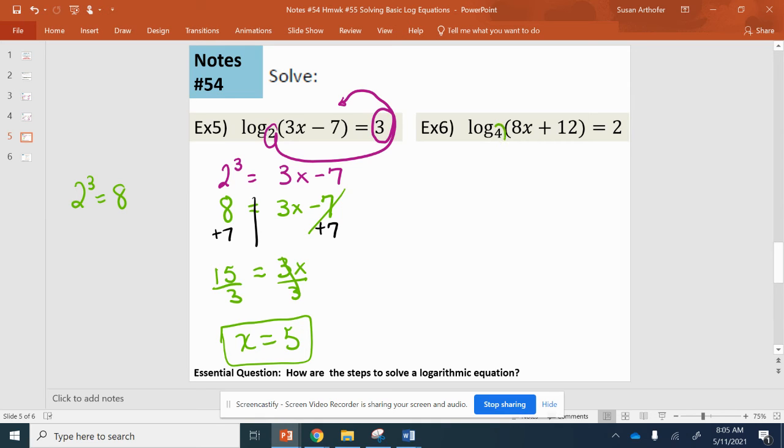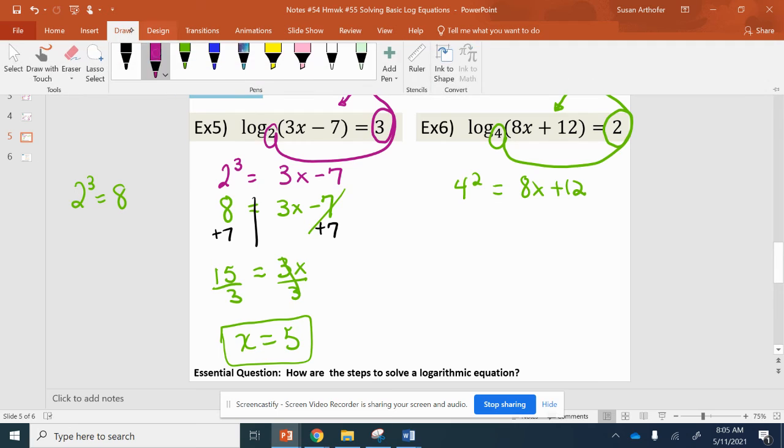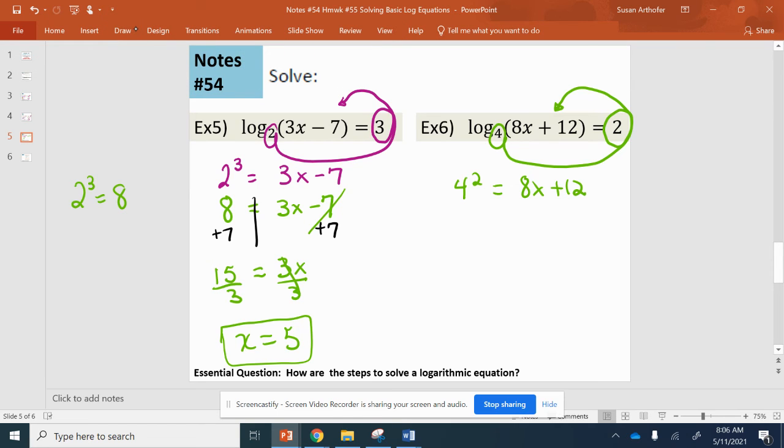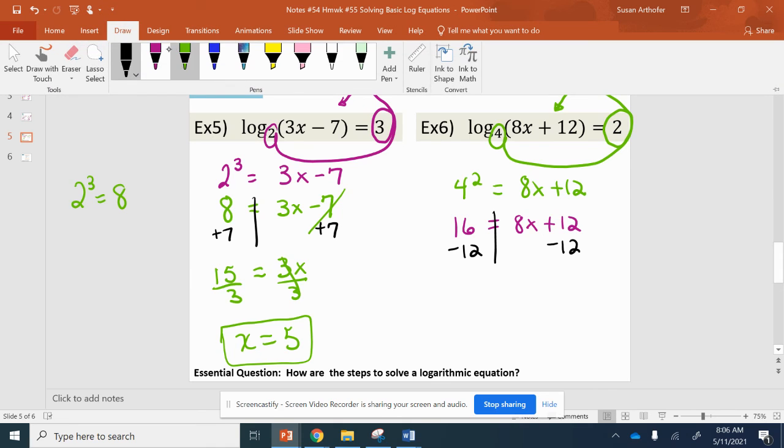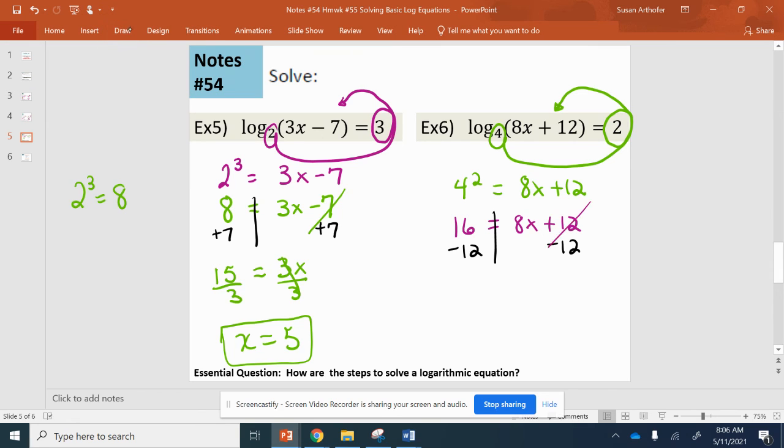Okay, one more. Loop it. 4 to the second equals 8x plus 12. 4 to the second, 4 squared is 16. Now we need to solve for x. So we're going to subtract 12. 16 minus 12 is 4.